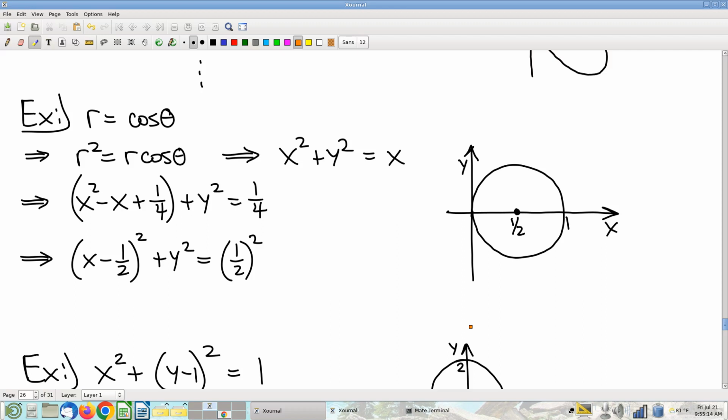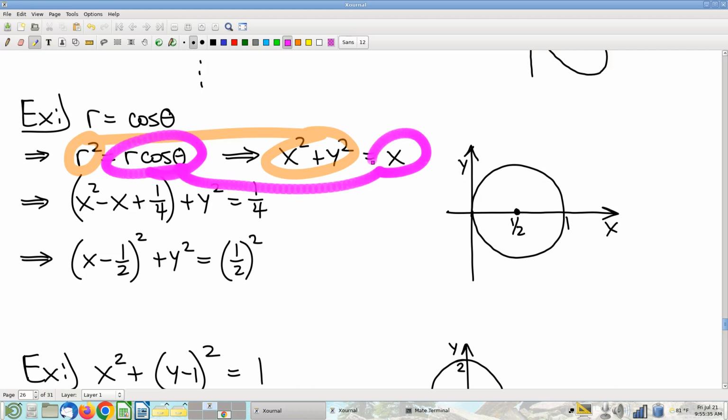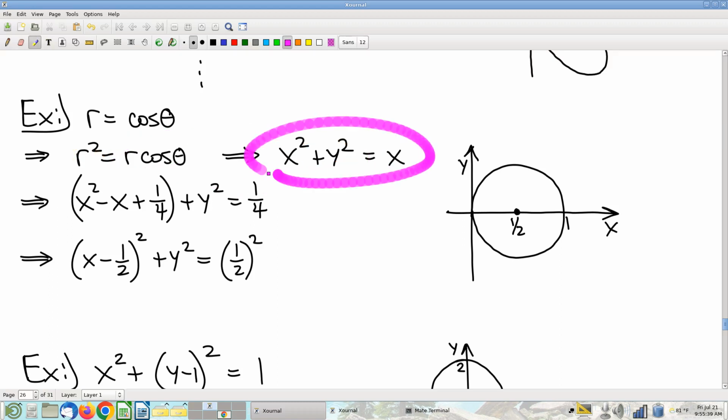So here's the move. If you have r equals cosine theta, multiply both sides by r. It's a very clever little trick. I did not think of this on my own, but having done this, r squared, well, that's clearly x squared plus y squared. r cosine theta, well, that is exactly x. And so our equation turns into rectangular coordinates pretty much immediately.